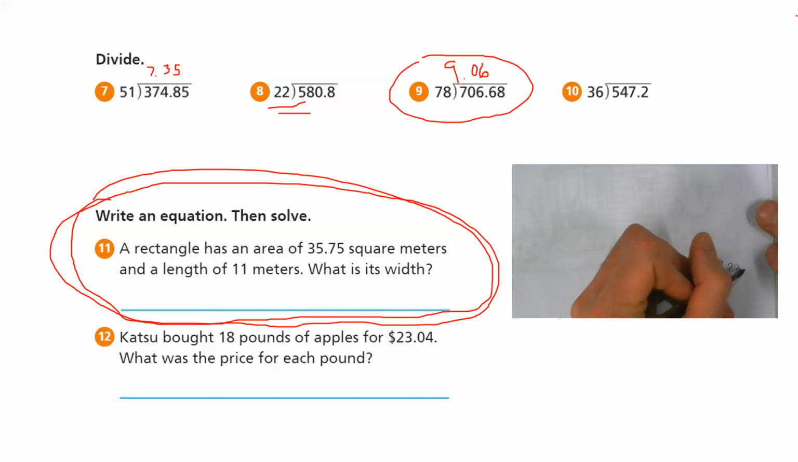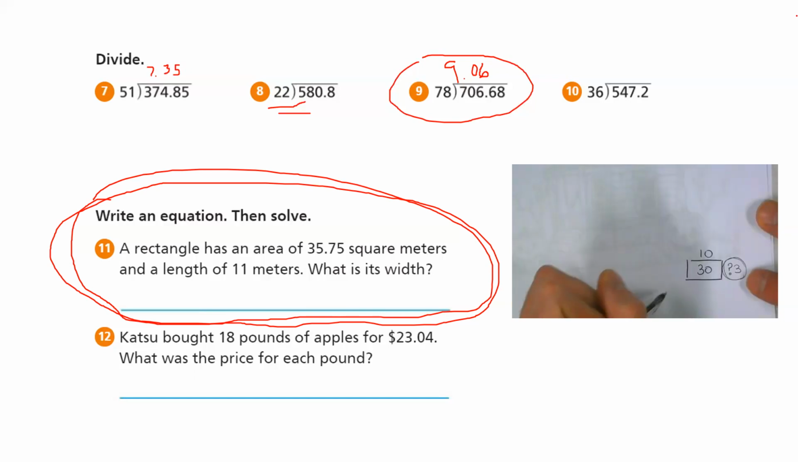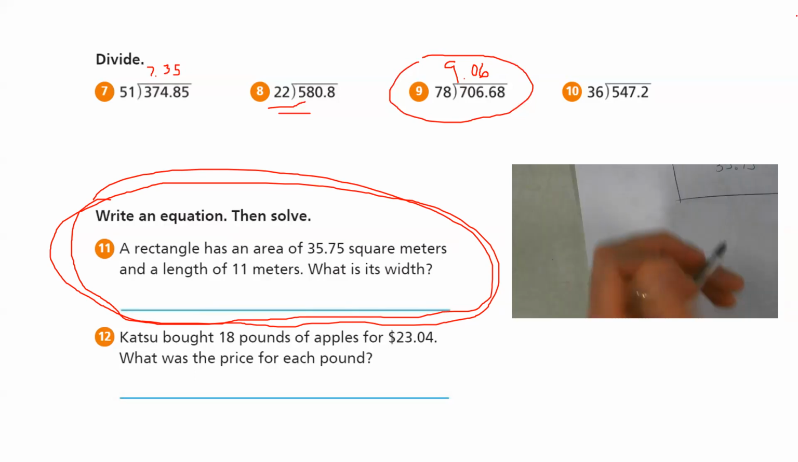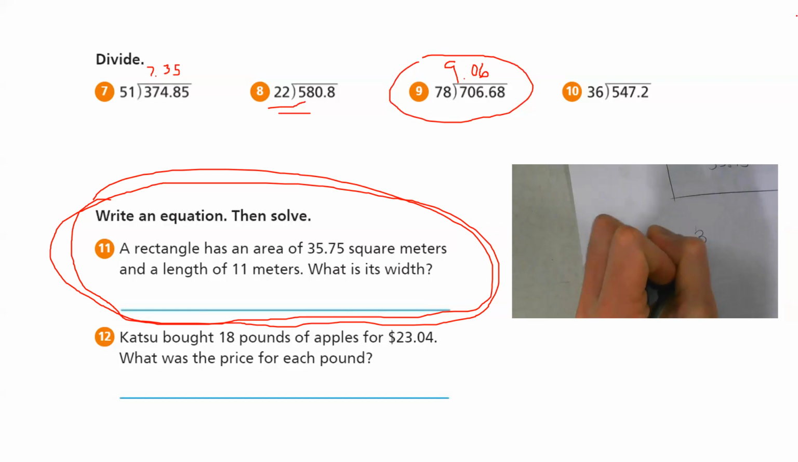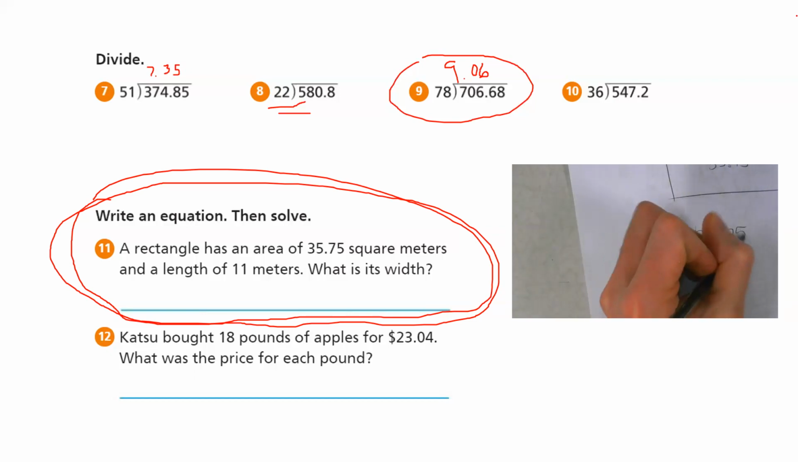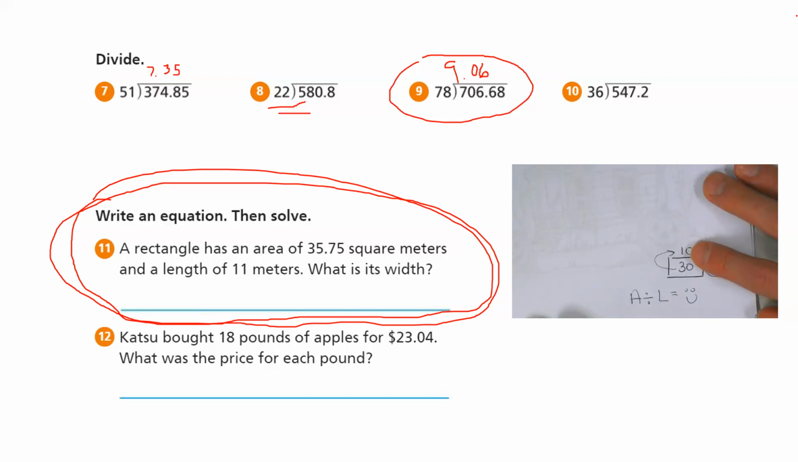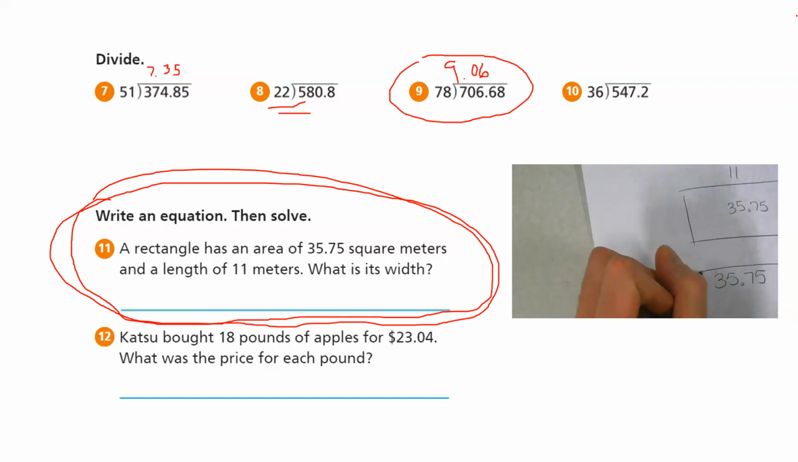So to figure out this I don't know, I took my answer, which is the inside. I divided it by the one length I do know, which is 10. I divided it by the length, and then I found my answer. So all I have to do is copy that formula here. So the answer, or the area, which is 35.75, divided by the other length that I know, which is 11.